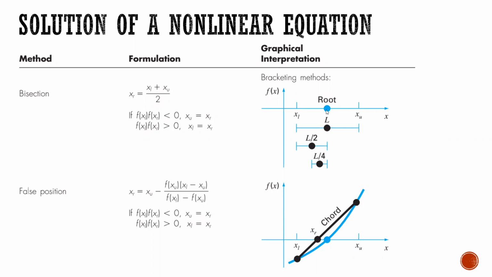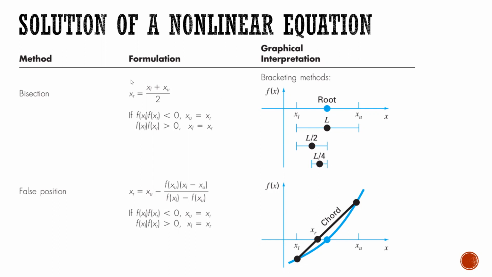Now we halve the interval and check the function values at xl and xr, and if these values are of opposite sign, then we continue proceeding in this interval. If the values in this interval are of the same sign, then we continue proceeding with the xr and xu interval. This way we will continue halving the interval and finally eventually converge at a point.